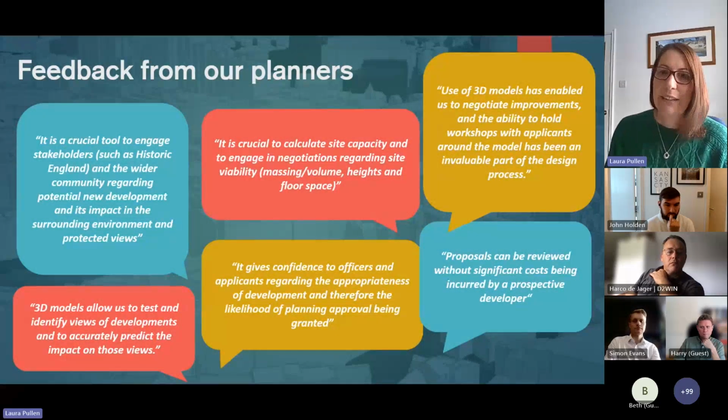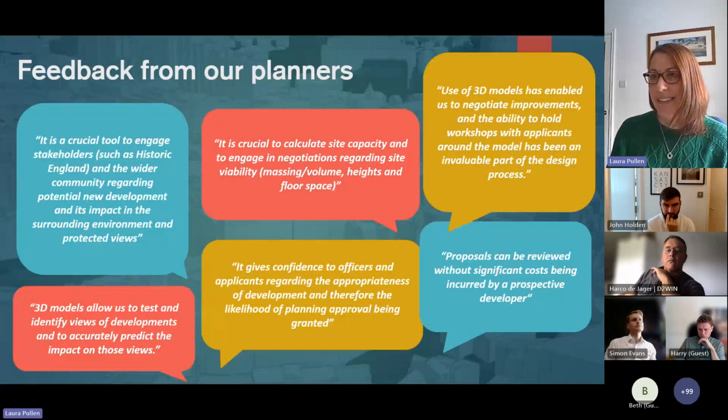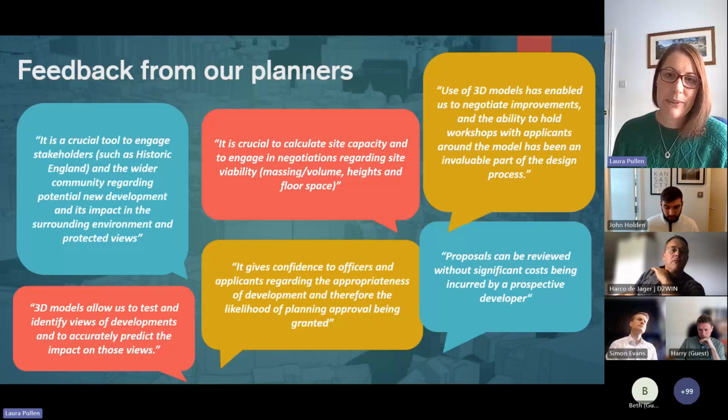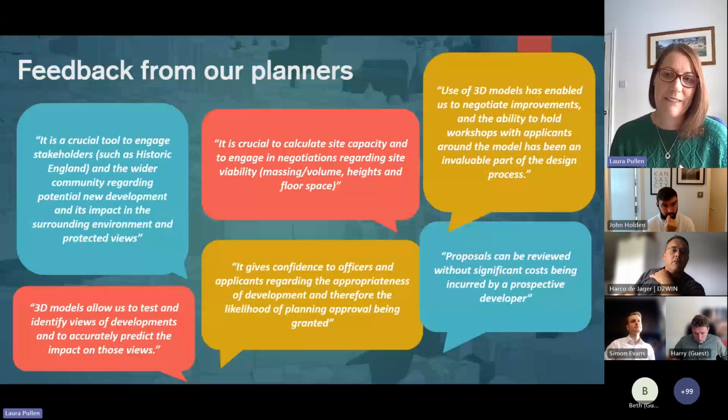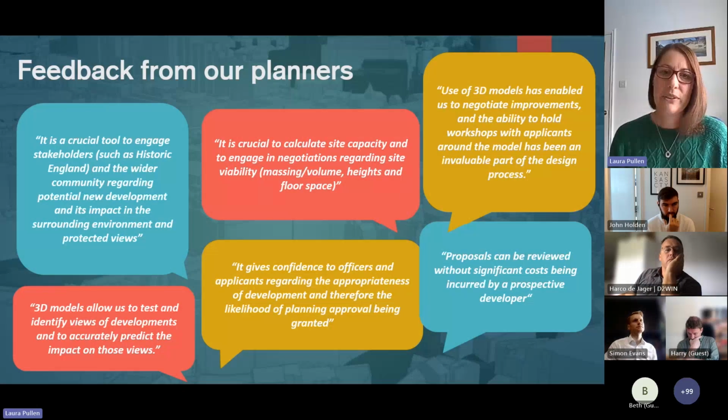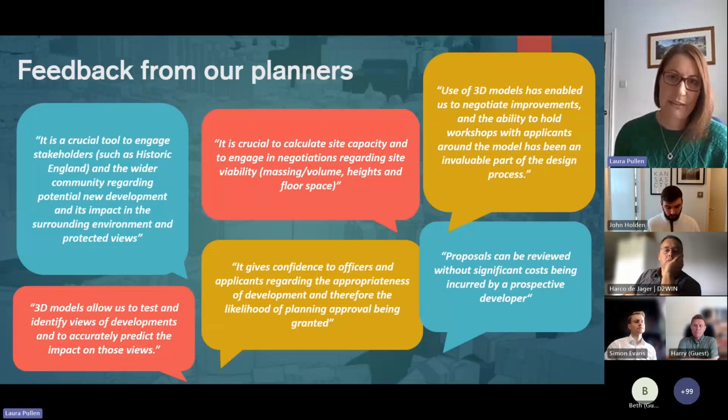So I've shared on screen now with you some of the comments from our planners and our urban designers. Essentially, the crux of it is that 3D modelling is now an embedded and fundamental part of their assessment of major applications going on within the city. Things like speed of decision making, confidence that a scheme will actually look and fit into the surrounding environment, scheme quality improvements, and undertaking options appraisals are all positives that were raised by our planners of this new digital twin that they can utilise.